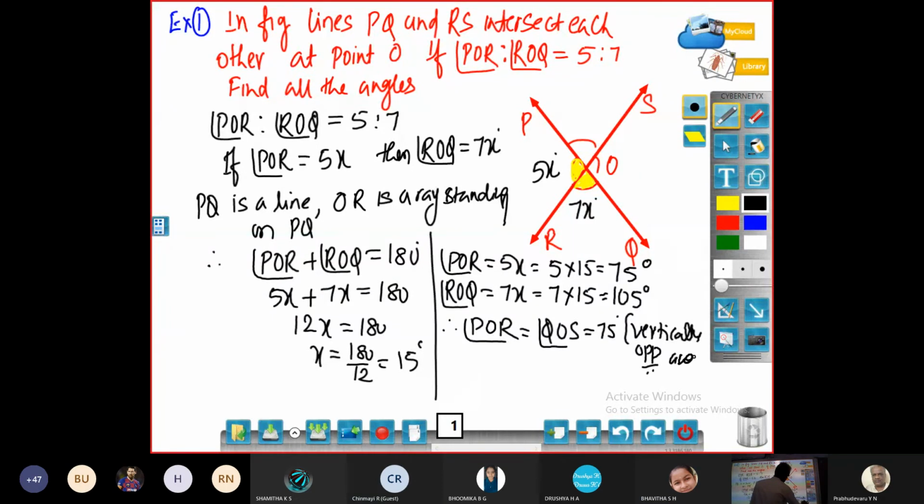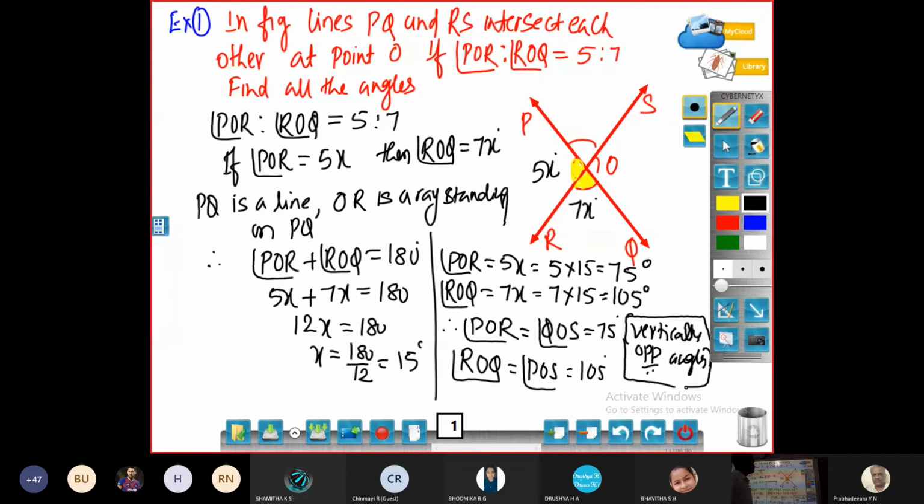Vertically opposite angles. Similarly, another pair, you have that angle ROQ. It is same as angle POS. Both are equal to 105 degrees. So this is also the same reason. Vertically opposite angles. So we have found out all the four angles here.